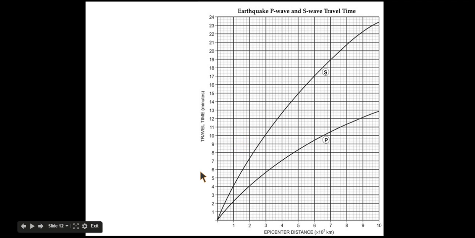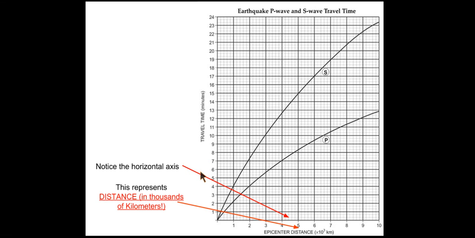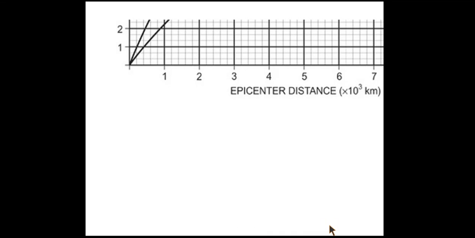So let's take a look now at the horizontal axis. This represents distance in thousands of kilometers. Now, it's not written out that way. We see just 5, 6, 7. But if we look here, it says times 10 to the third, which means that we are going to place 3 zeros after each of these numbers. So this is really 5,000, 6,000, 7,000. So let's enlarge a small section.